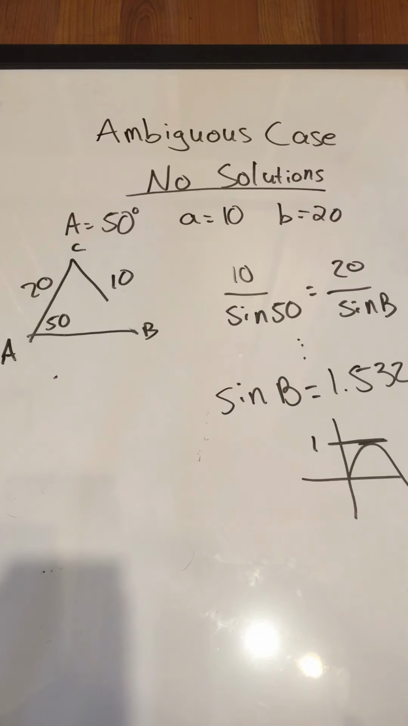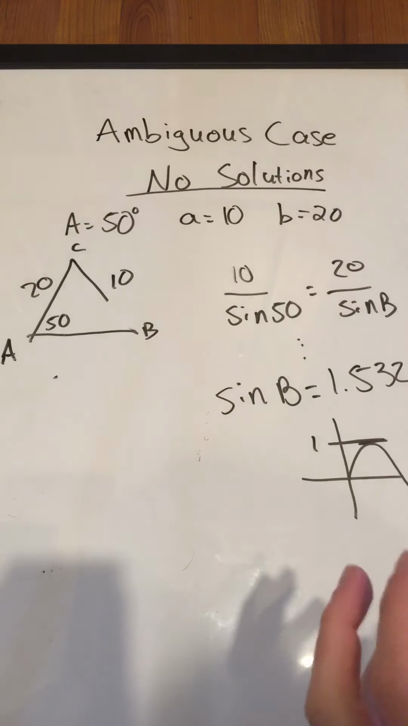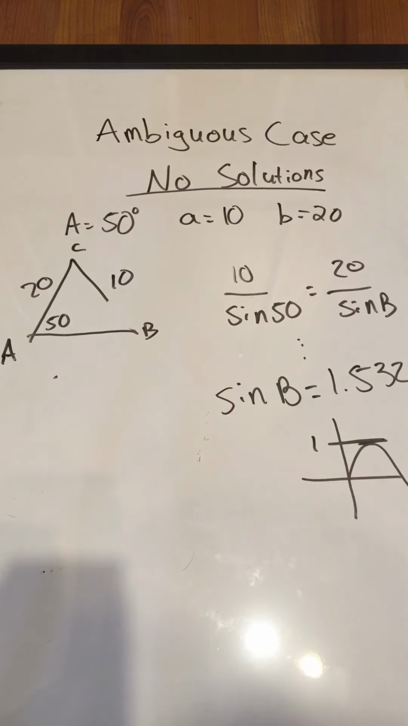So let's review one more time. We could have no solution, which means no triangles formed. We could have two solutions, where we would have two different triangles formed given the certain parameters. Or we could have one solution where only one triangle can be formed. Those are the three different scenarios you will encounter when you do the ambiguous case.